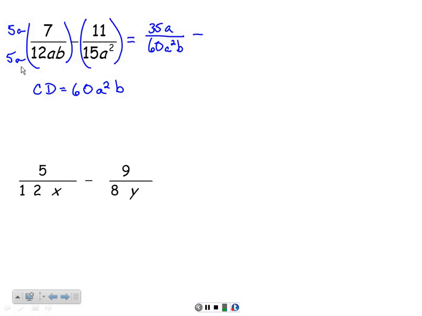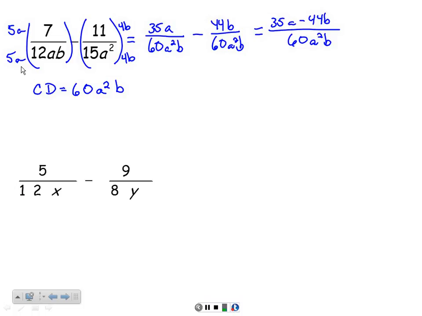In order to get 15a squared to go to 60a squared b, I'm going to have to multiply by 4b, top and bottom. So we're going to have 44b over 60a squared b. Now that I have a common denominator, I'm going to combine the numerators, but there's not any like terms, so we're just going to write them in descending order. So we'll have 35a minus 44b over the common denominator of 60a squared b.